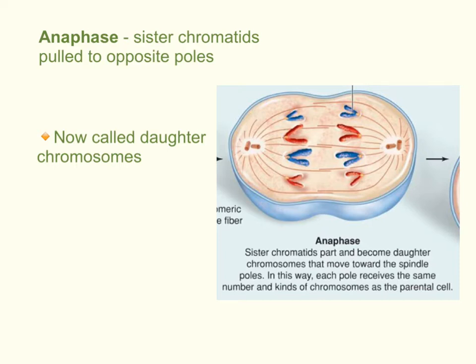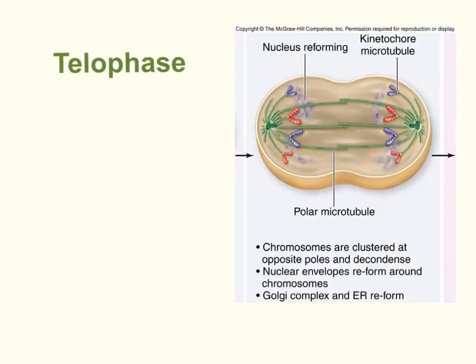The sister chromatids, or copies, are separated and pulled to opposite poles. These copies are now referred to as daughter chromosomes. The last stage of mitosis is telophase. The sister chromatids have been pulled apart from each other and are now at opposite poles. They will decondense back into chromatin. Nuclear envelopes will form around each set of DNA, and the spindle fibers will disassemble. There are now two identical nuclei in one cell.